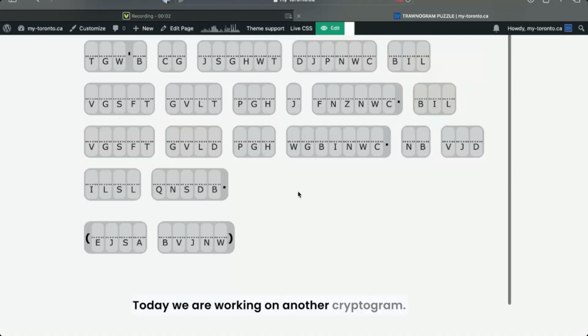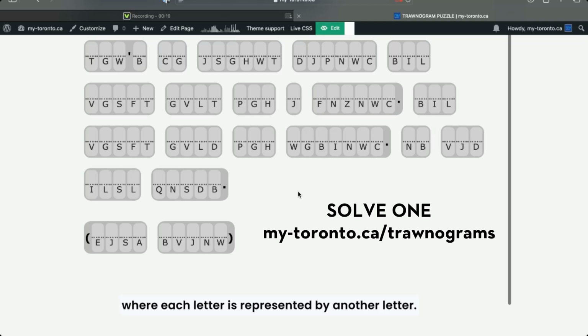Today we are working on another cryptogram. This code-breaking puzzle uses the English language where each letter is represented by another letter. So looking at this puzzle, I see some very familiar things that could help us start decoding.